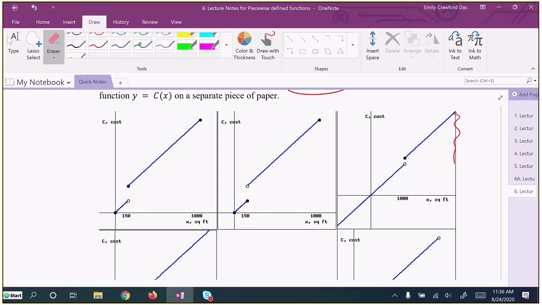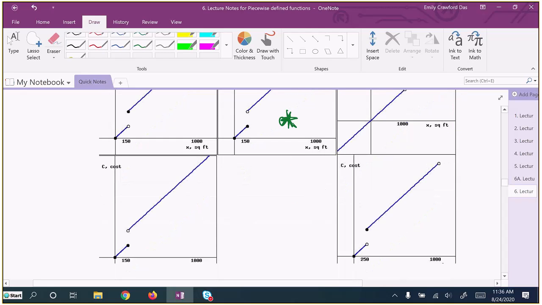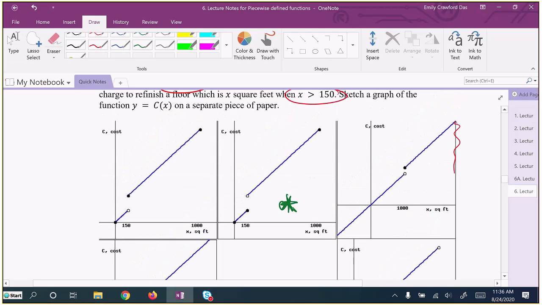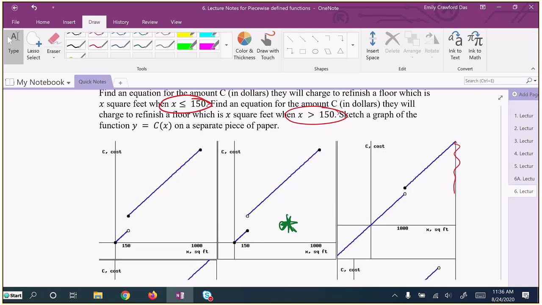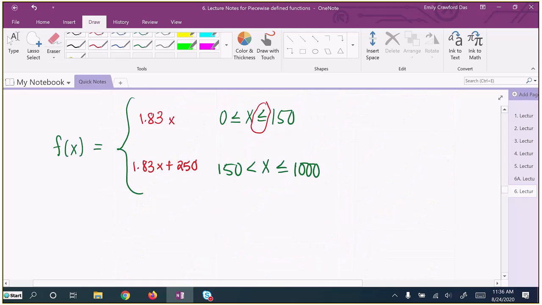Well, we said that 150 was included with the part where we don't pay that extra fee. So it looks like this should be right. So out of all of the choices, this is the one that has the correct domain and has closed dot and open dot in the right places. So this is going to be the correct piecewise defined function to describe this situation.